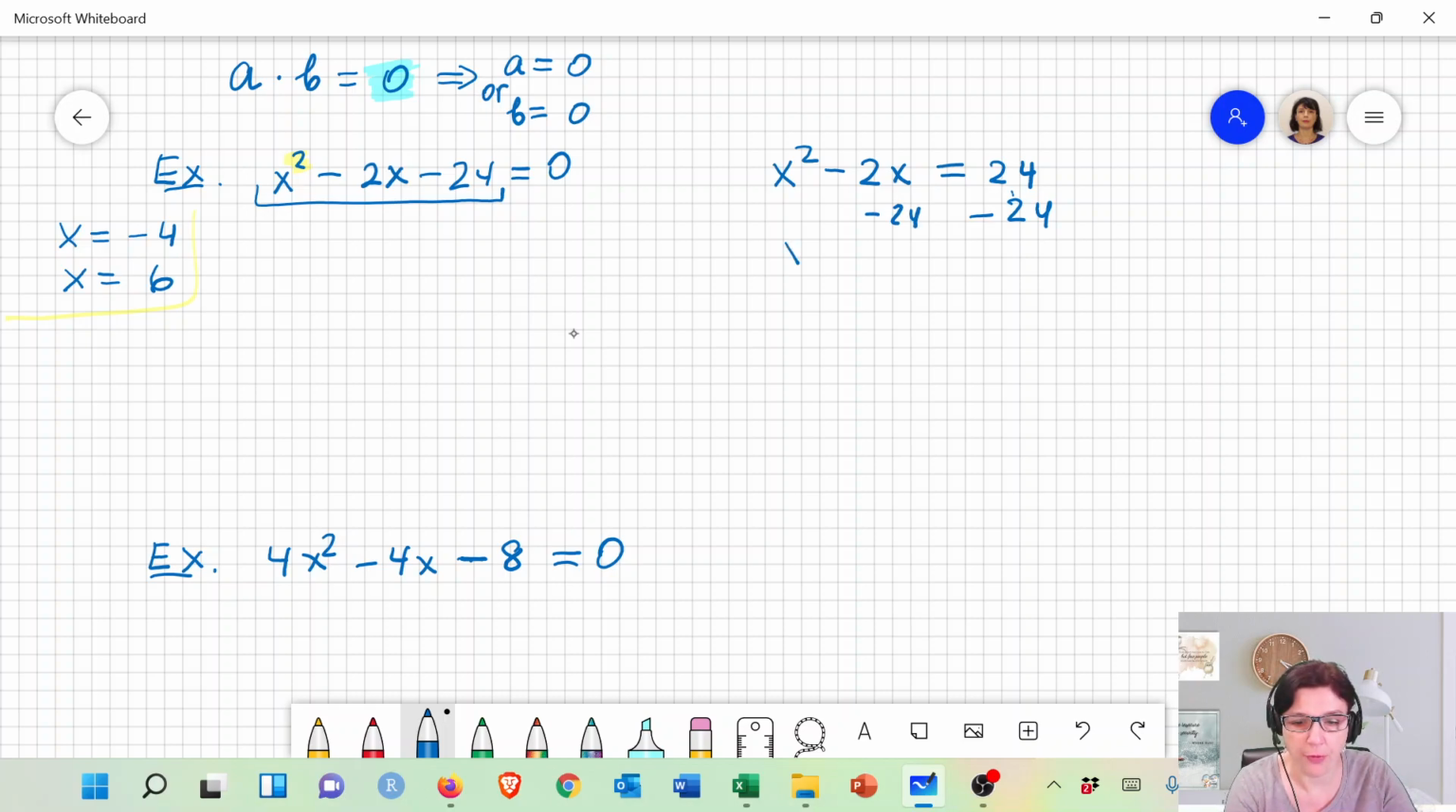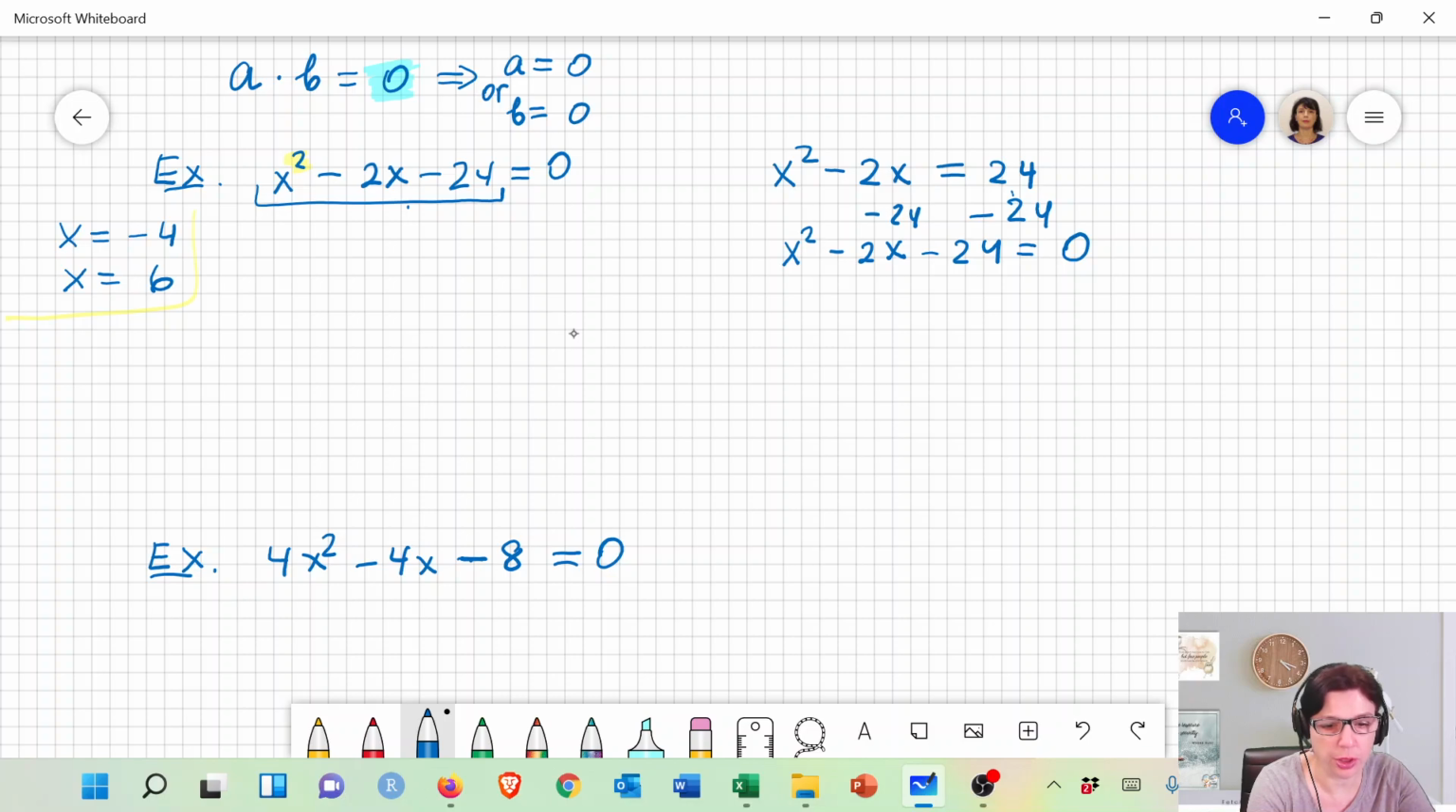Also, do not ever combine terms that are not combinable. 2x has an x, 24 does not have an x, so they're not combinable, and you can't do that. So if you did this, then you go back to here, and now you have an equation that you're trying to factor. Let me remind you how to factor.